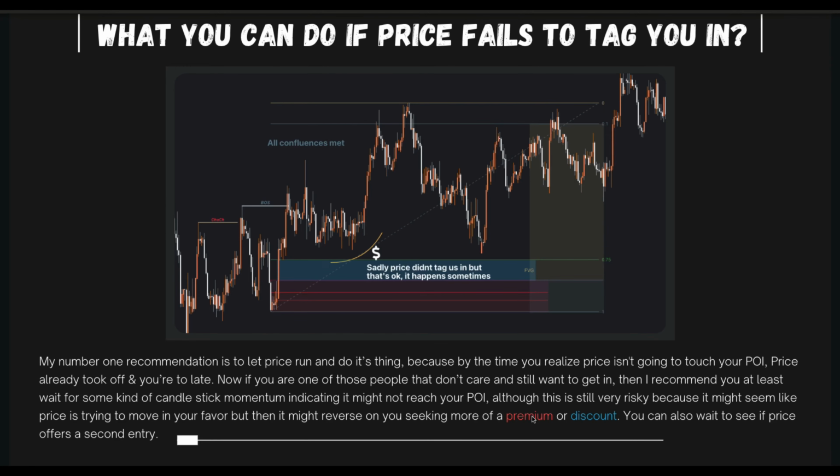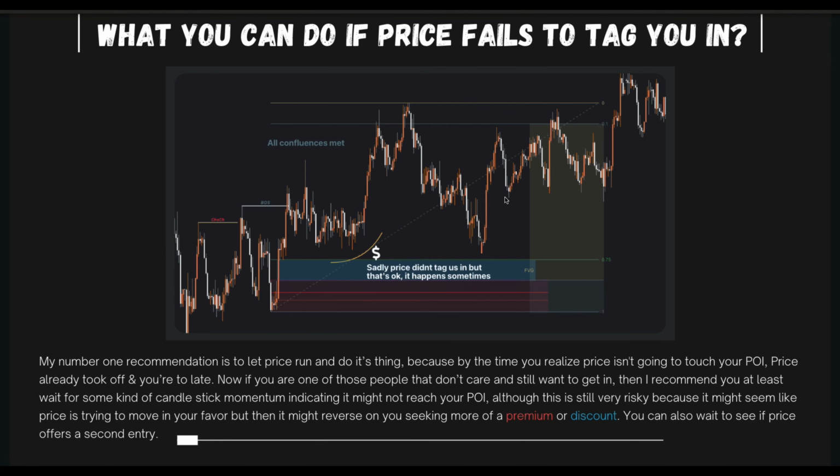You can also wait to see if price offers a second entry. So again, all the confluences are met here, right? And here, as you can see, price did not even tap into the fair value gap. But what can you do? Look for some momentum and say, okay, the price already swept liquidity. What's the momentum here? Oh, there's a fair value gap here that got formed, a nice big bullish candle. I'm going to enter off of the fair value gap. You can do that. But here's why I say it's risky.